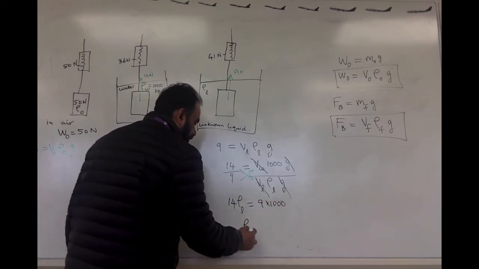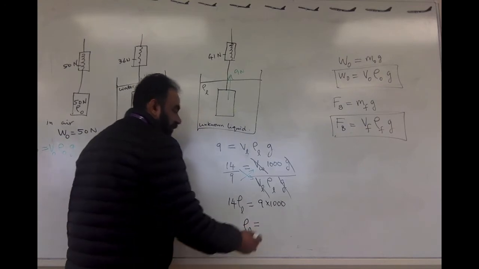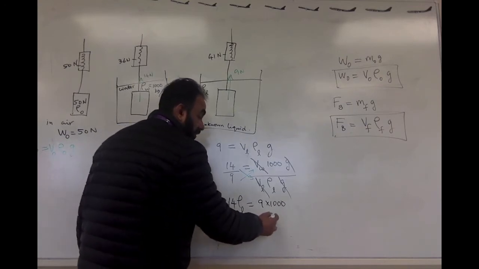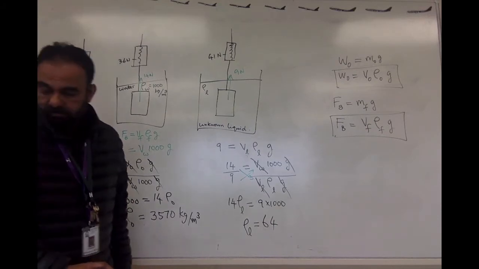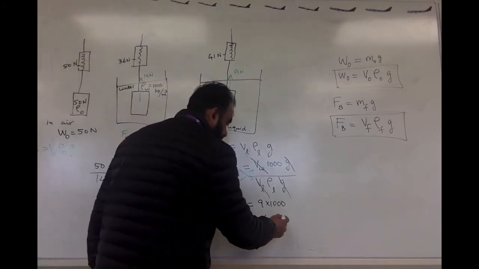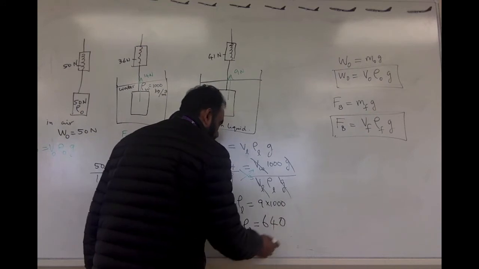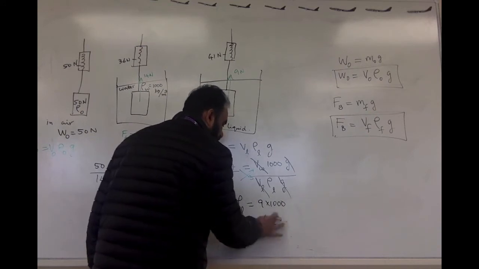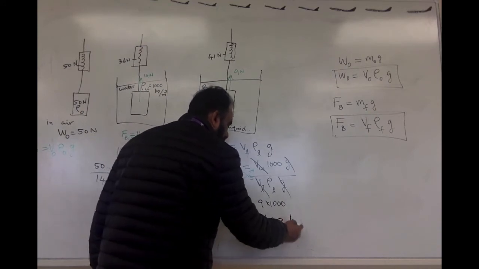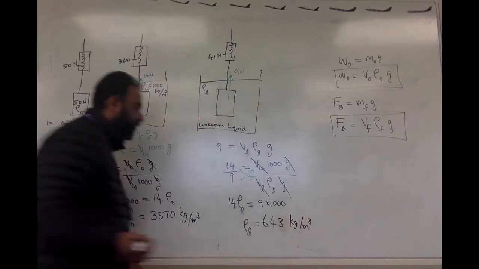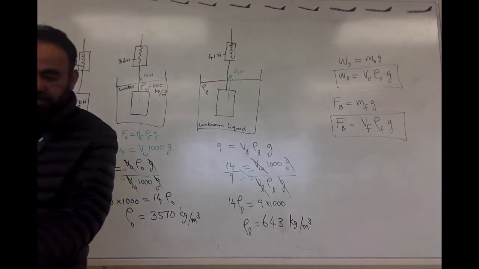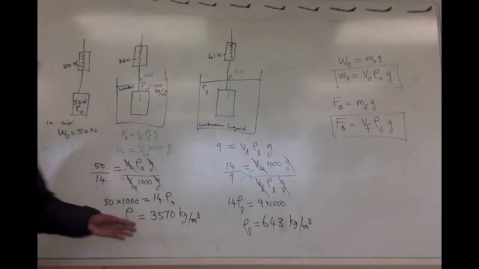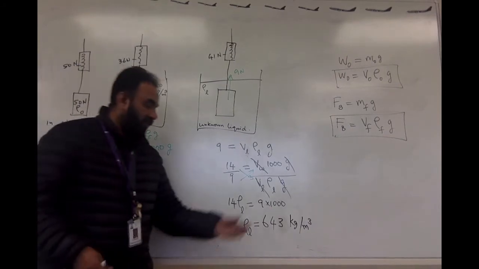So rho of the liquid is how much? 643. 643 kilogram per meter cubed. We solved it. The problem is finished because the questions they're asking are: what is the density of the metal? There it is. What's the density of the unknown liquid? There it is.